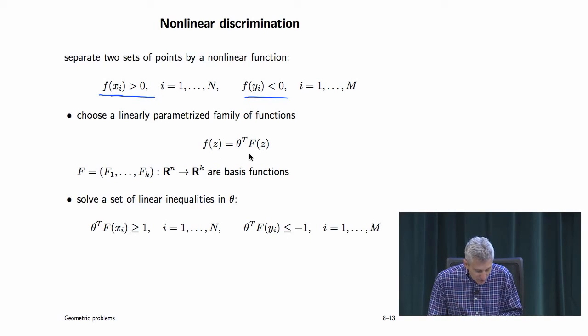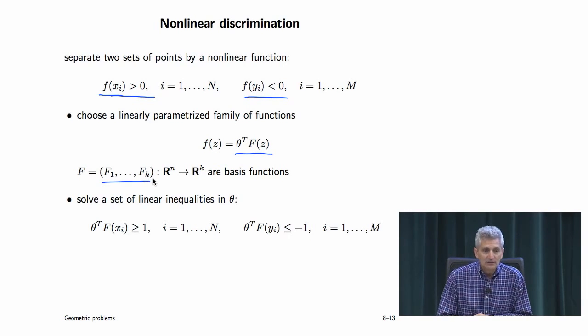What you do is you simply take a set of basis functions here, and you're going to look at a finite dimensional set of candidate functions. That's all. And these are basis functions, F1 through Fk. They could be anything you like.